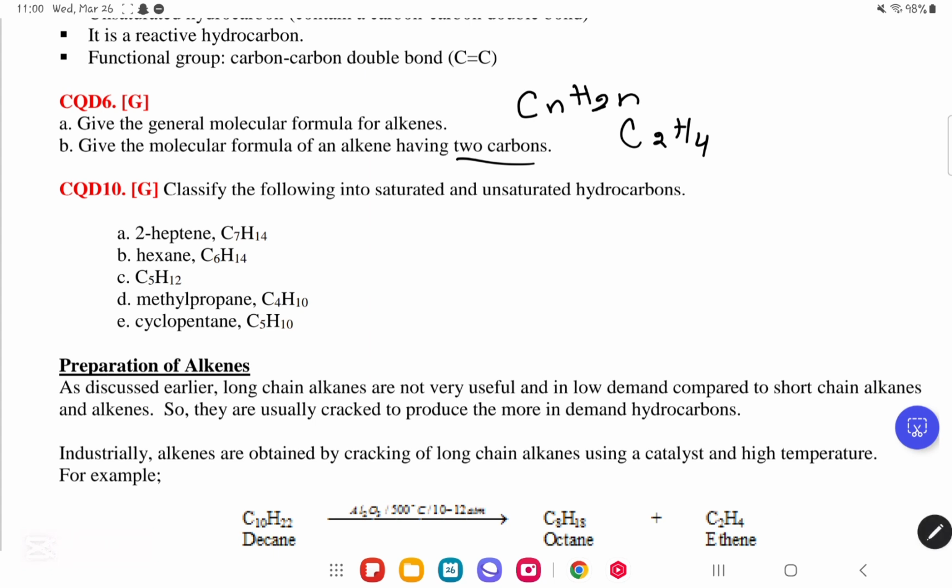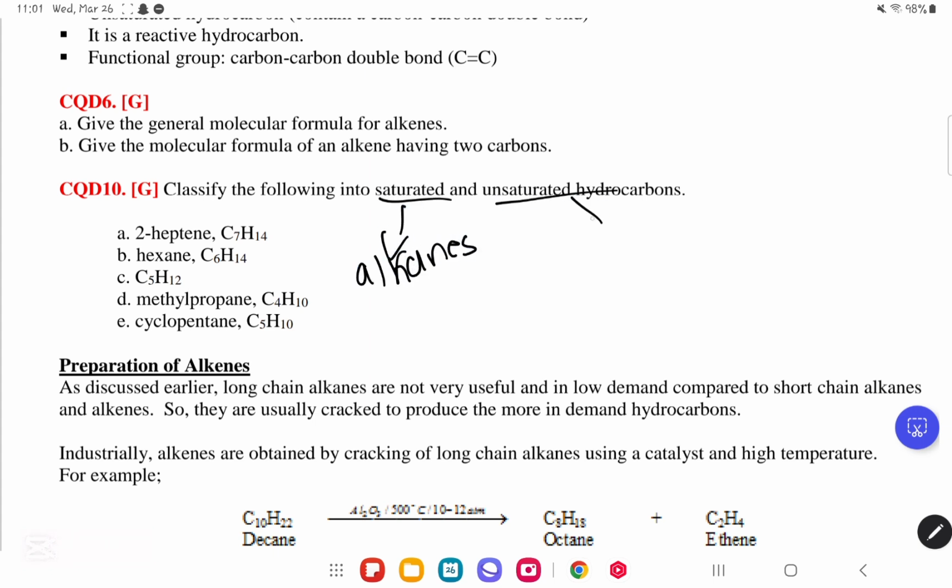And now we go to CQD number 10. Classify the following into saturated and unsaturated hydrocarbons. What you should know over here is that saturated only applies to alkanes, whereas unsaturated applies to the alkenes and any other group. Saturated only belongs to the alkanes.